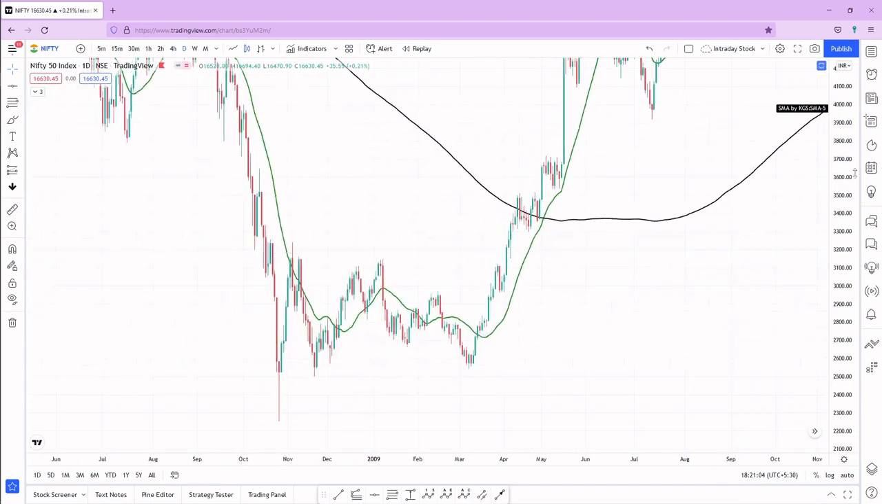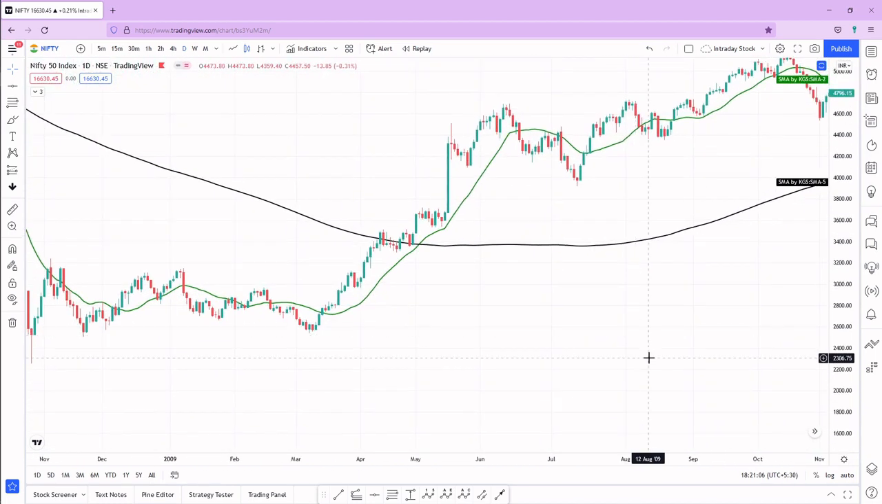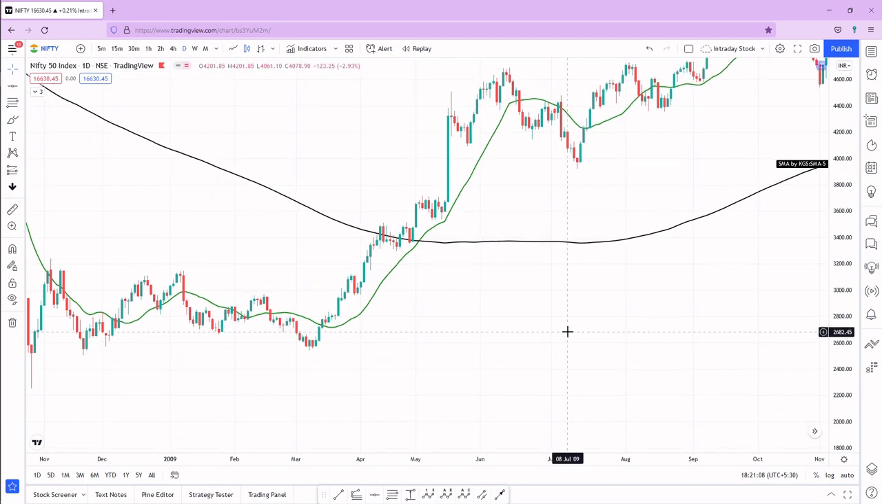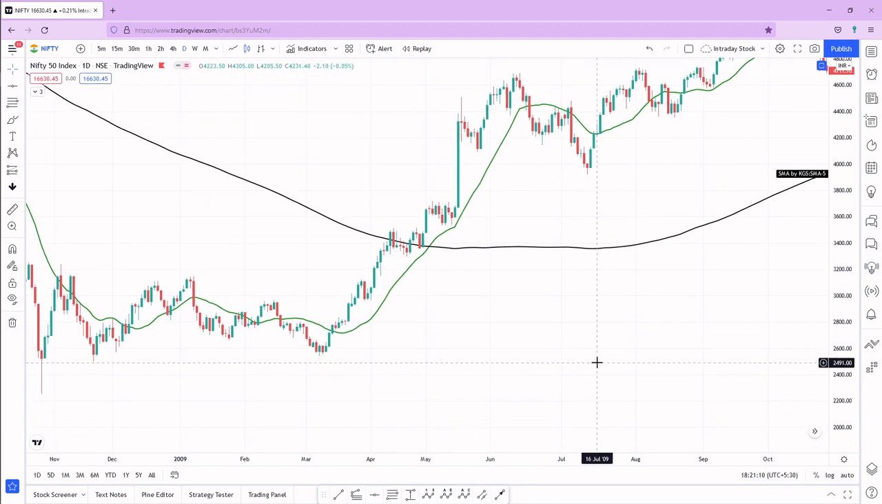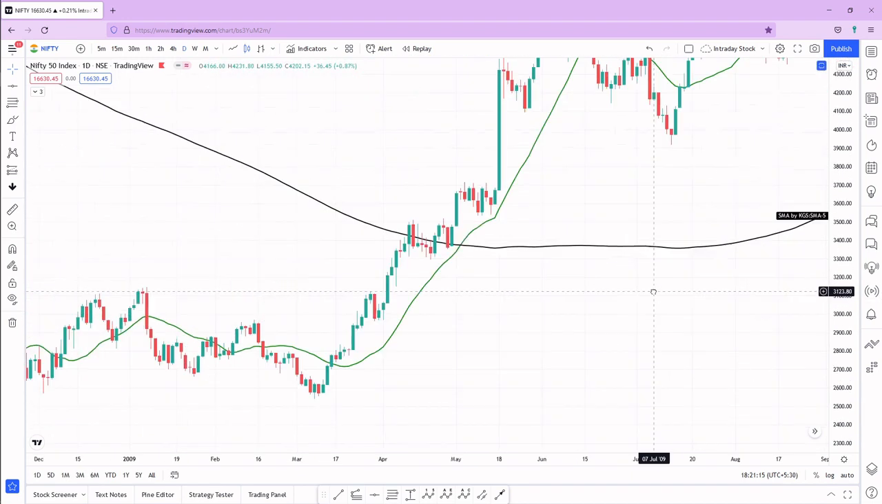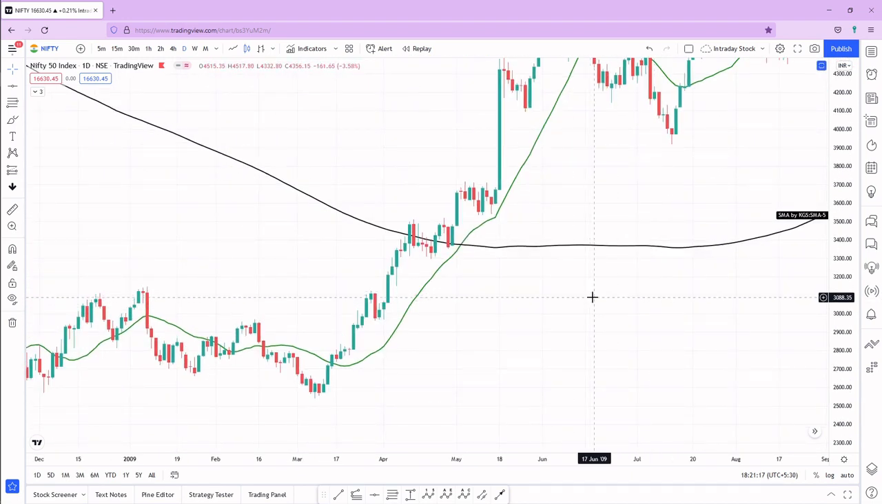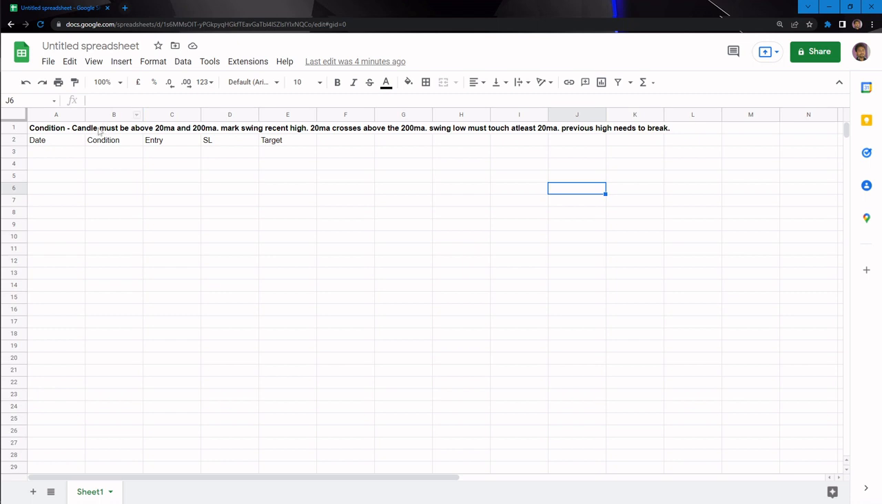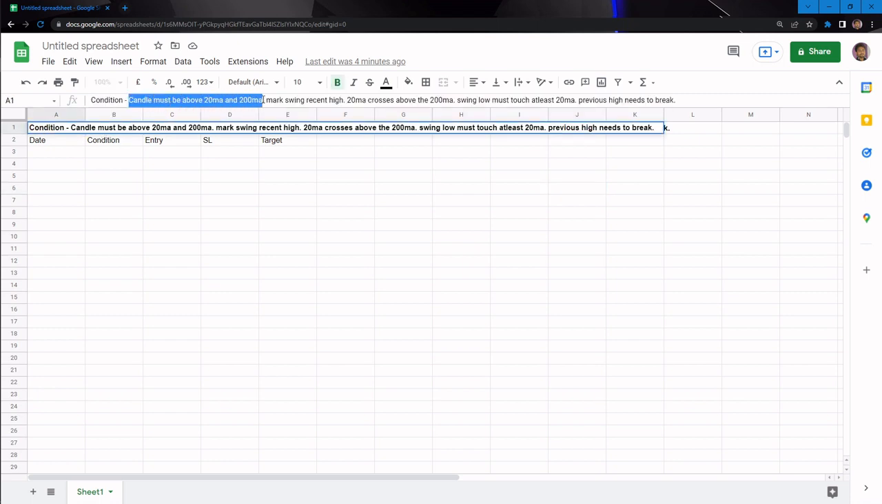There are several conditions which need to be met. First of all, the 20 SMA has to trade below the 200 SMA. That is where our condition comes into play. Let me tell you the conditions. The first condition is that the candle must be above the 20 SMA and 200 SMA.